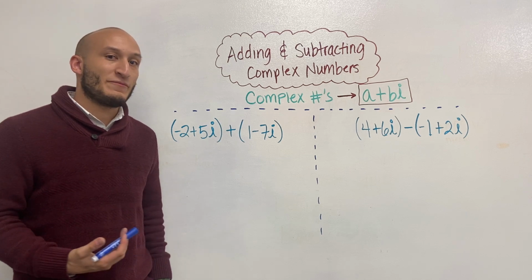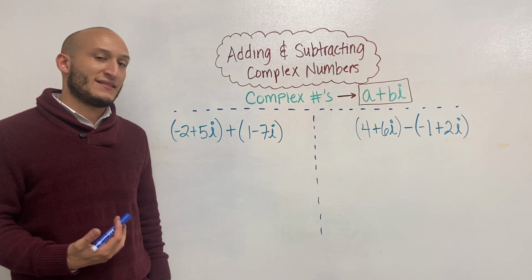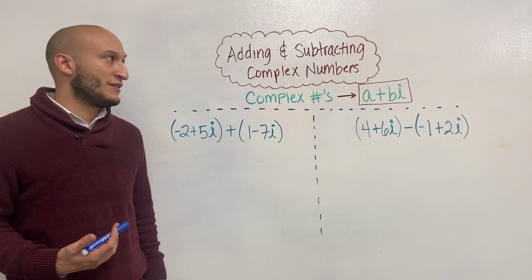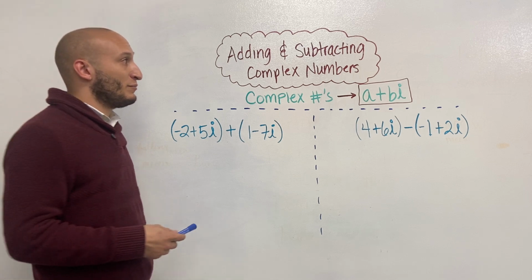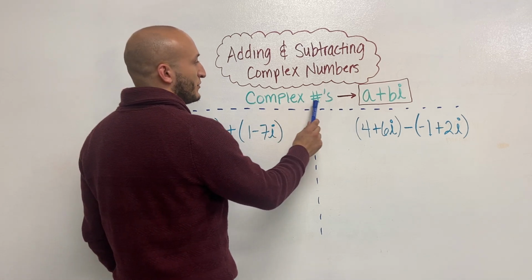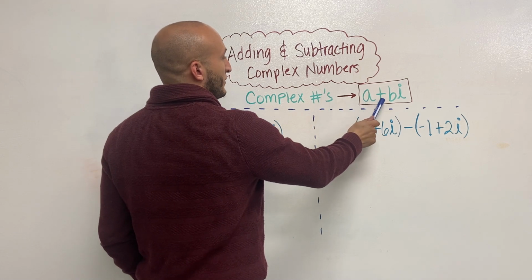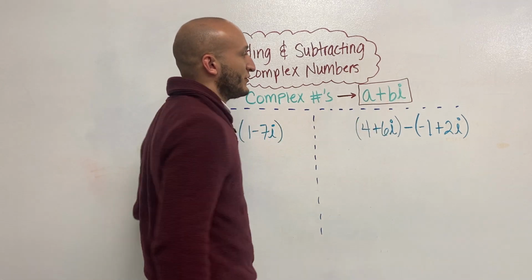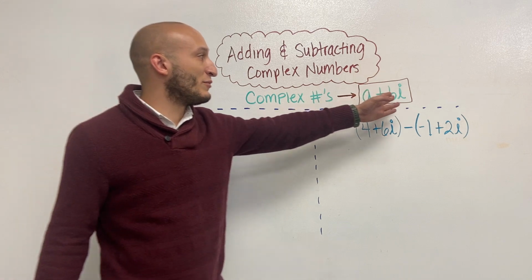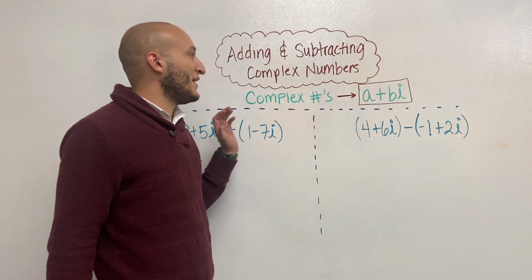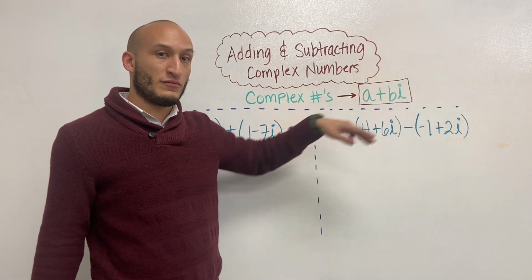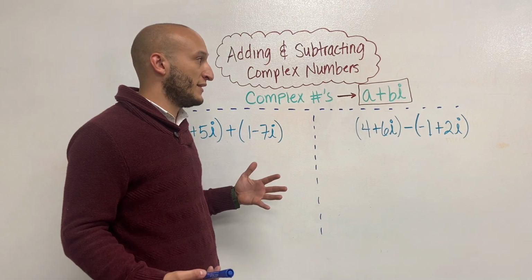has i in it, but it's not considered an imaginary number. It's called a complex number. So complex numbers, I wrote here, is a plus b times i. So it's got an imaginary number in it, okay? And this is the standard form to write it, so it's the proper way to write it.